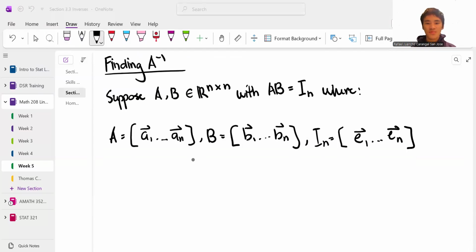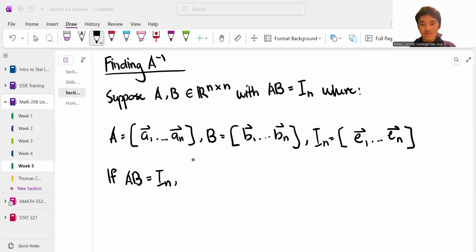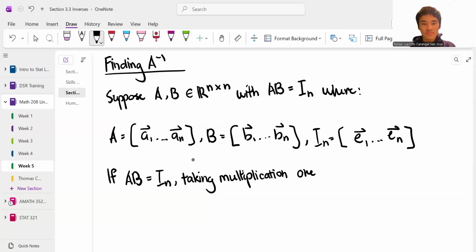So later, we will set B to be A inverse, but for now, using B simplifies notation. Okay, so we're gonna do that later. For now, we're gonna keep B. So if AB is the identity, then taking multiplication one column at a time.